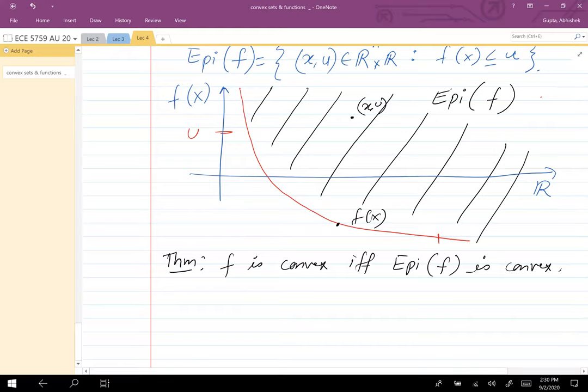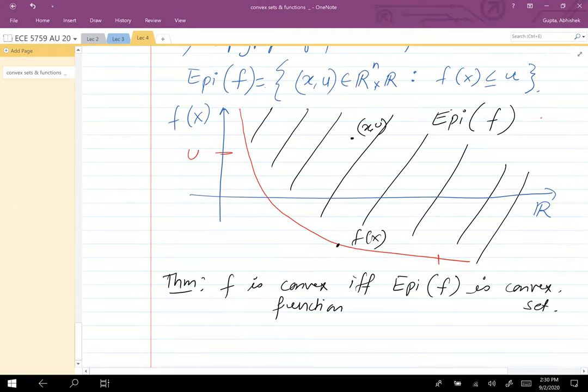But I have to mention here, f is a convex function here. An epigraph of f is a convex set. Many a time I will probably not differentiate between function and set. That would be obvious from the context. But in this case, I want to emphasize that f is a convex function if and only if the epigraph of f is a convex set. So remember, the epigraph of f is actually a set. And this set is convex.